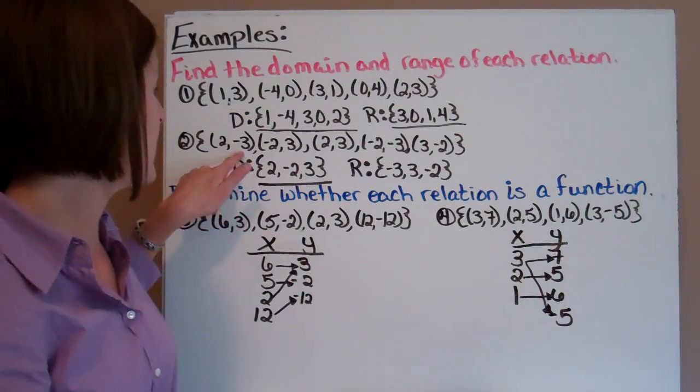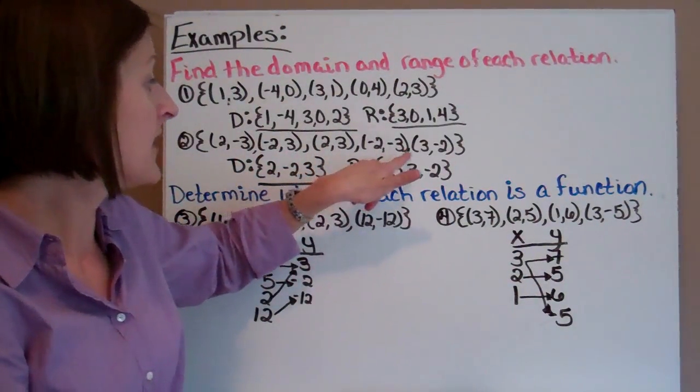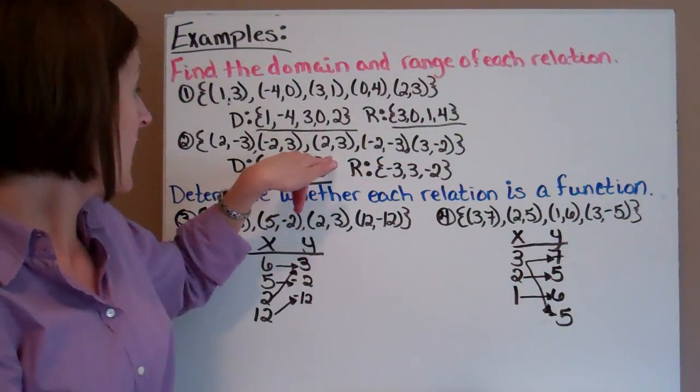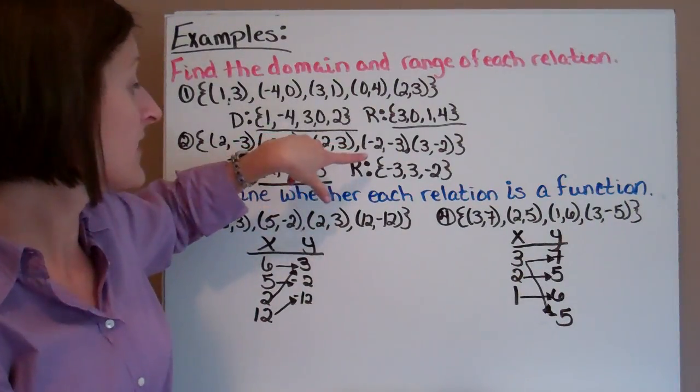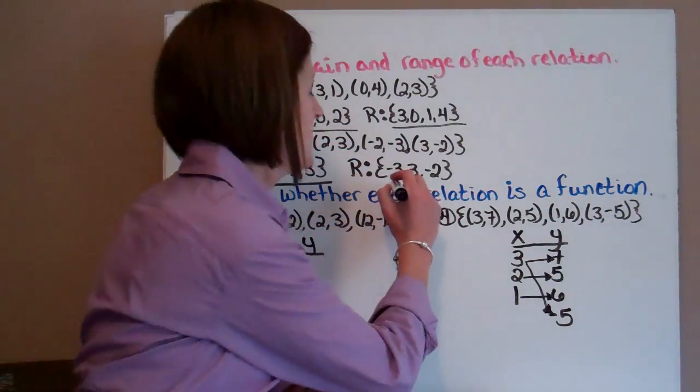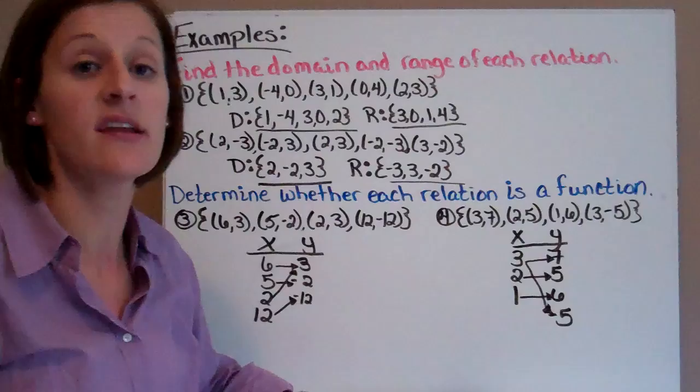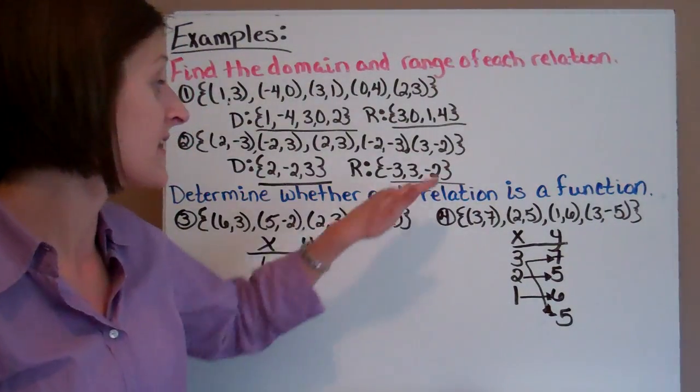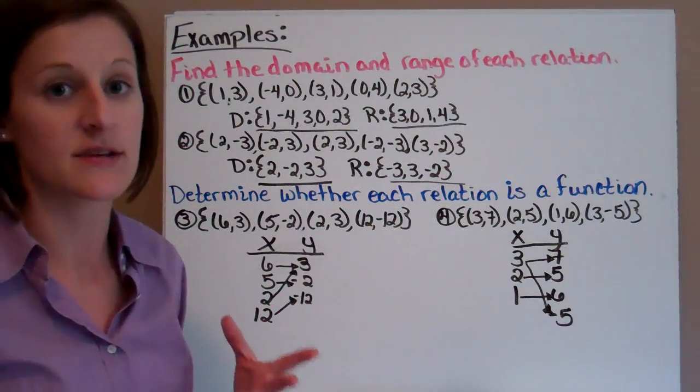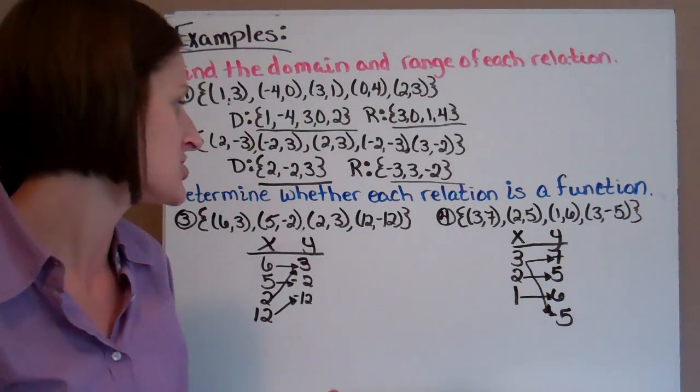My range is going to be -3, 3, 3, -3, -2. I have two 3's and two -3's, so I only need to write it once. So my range is -3, 3, and -2. And that's all it's asking when it's asking what's the domain and range.